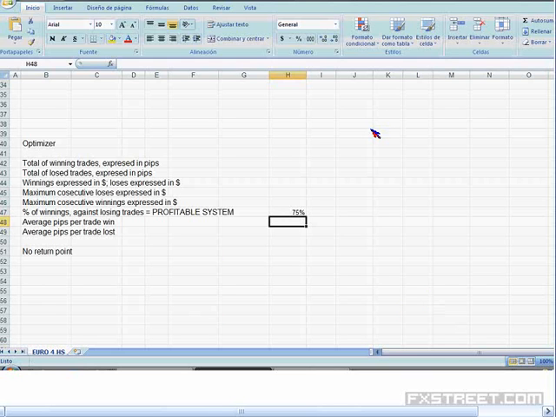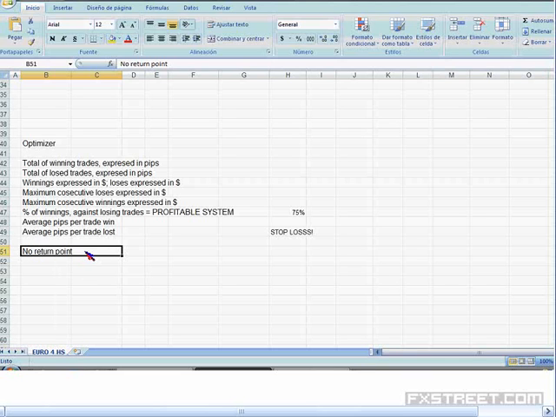Everything above 75% should be considered a profitable system, okay? I will also know, when I get my information, the average pips per trade that I can win and the average pips per trade that I can lose, okay? This will help me to set my stop loss, okay? That is the general idea of this, okay?